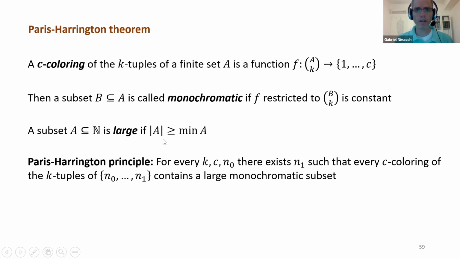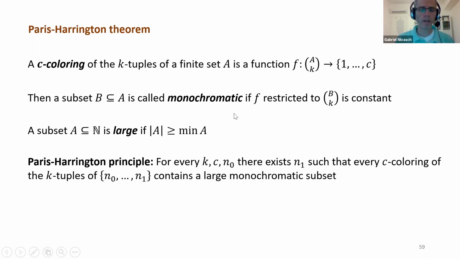So if you have a finite set A and you take all the k-tuples, you can, with a finite set of colors, color all the k-tuples. And then a subset B of A is called monochromatic if all the k-tuples formed by that subset B are all of the same color. And then if your set is a set of natural numbers, you say that the set is large if it has more elements than its minimum element.